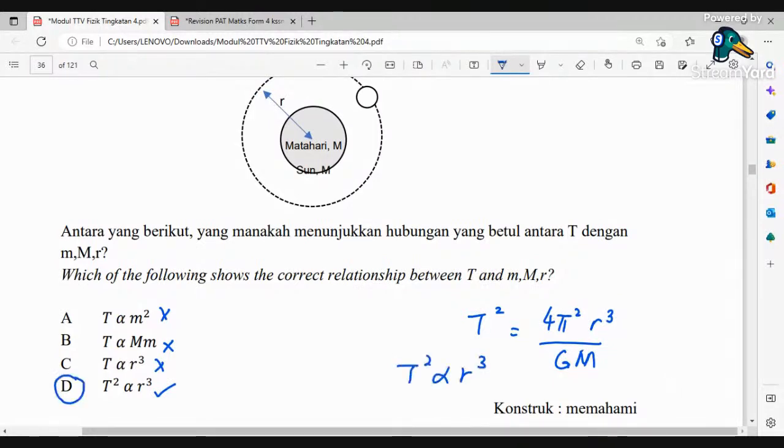Okay, so based on this formula, this formula is very useful. You can use it for Kepler's law or to calculate the mass of the Sun, or mass of the Earth. You can use it.